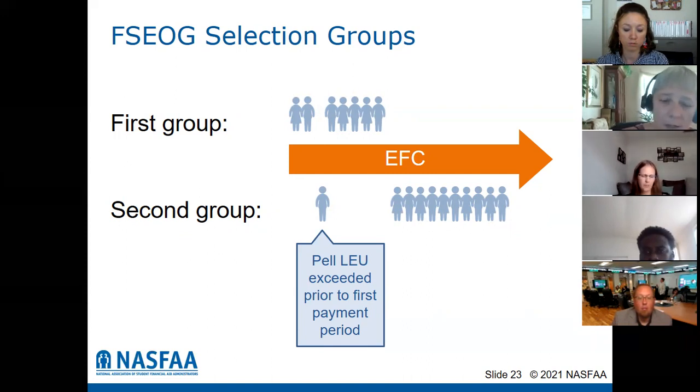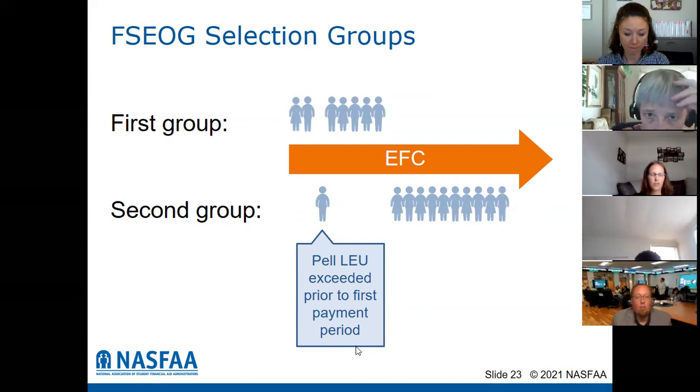So it's not an exception, but what we're going to discuss now is this little box where a student exceeds their Pell LEU. That is, if a student has received their lifetime eligibility in the Pell Grant and has lost their eligibility for the Pell Grant due to reaching the LEU, they are included in the second selection group. Students that reach their max LEU cannot receive SEOG funds until a school has provided funding to all its Pell eligible students.